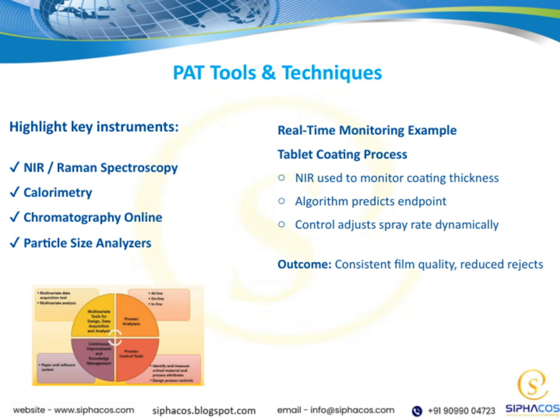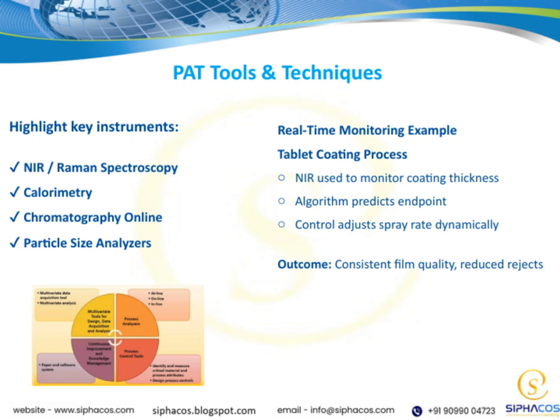Based on this prediction, the control system adjusts the spray rate dynamically, ensuring the coating process stays on target throughout. The key outcome here is consistent film quality, which is crucial for product performance. Plus, by monitoring and adjusting in real time, we can significantly reduce rejects, saving time and resources.